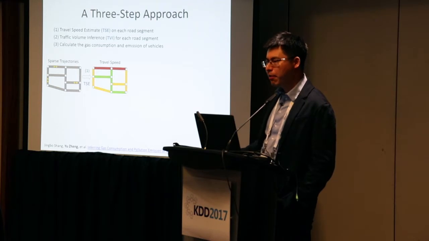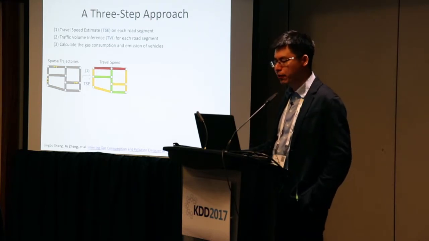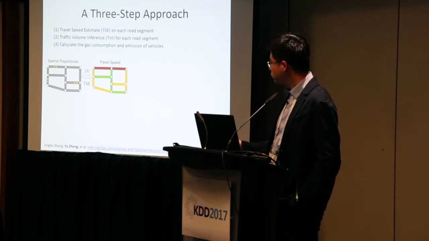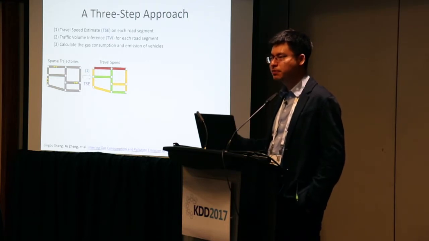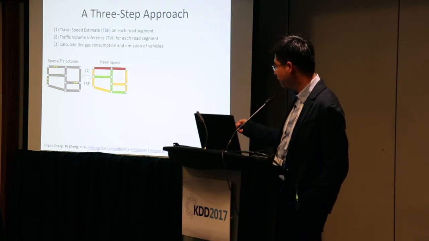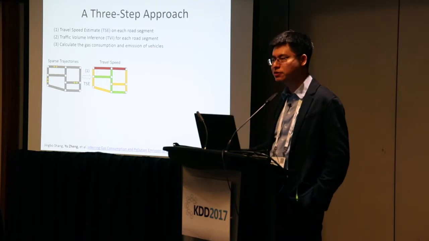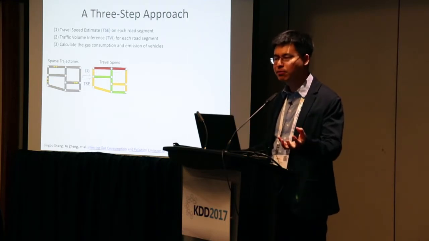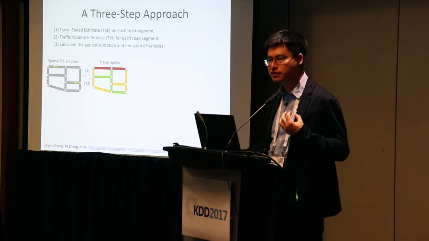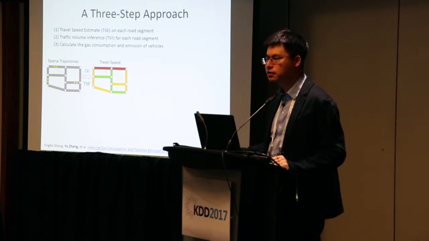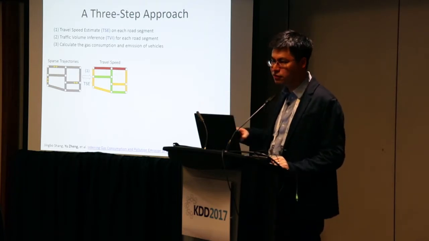We have a three-step approach. In the first step, we infer the travel speed on each and every road segment based on very limited trajectory data generated by a sample of vehicles, because we only have a sample of vehicles contributing data to our system. Here we use taxi cab data because they are always traveling on roads.